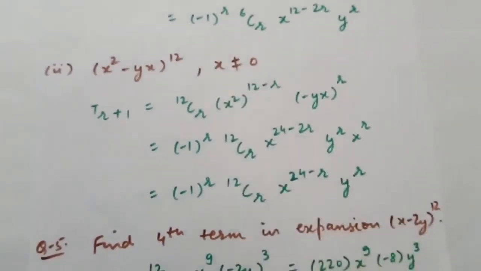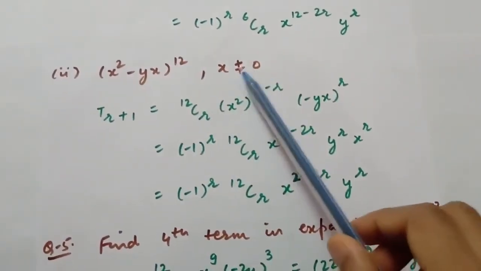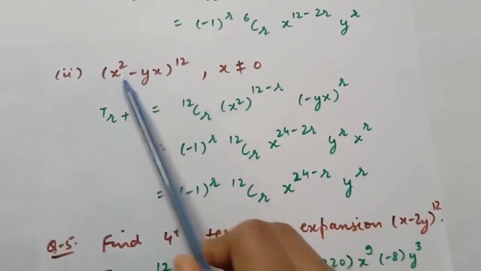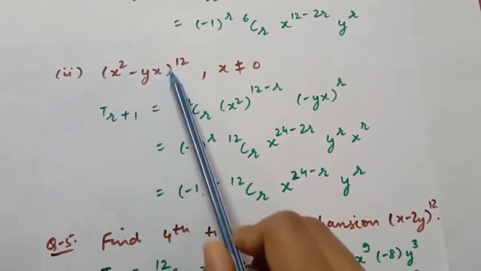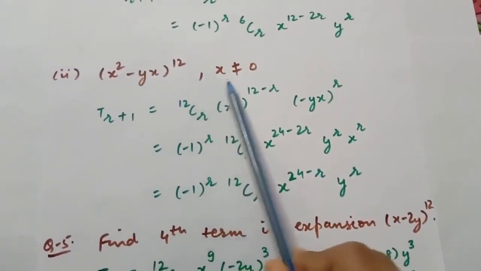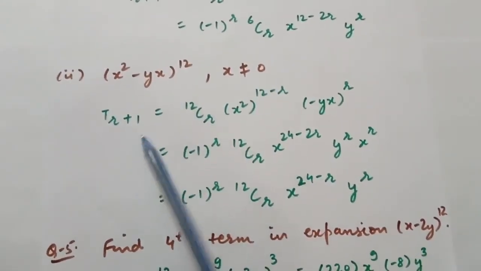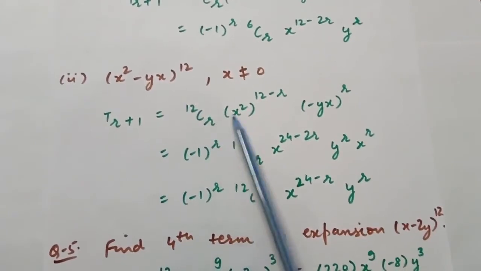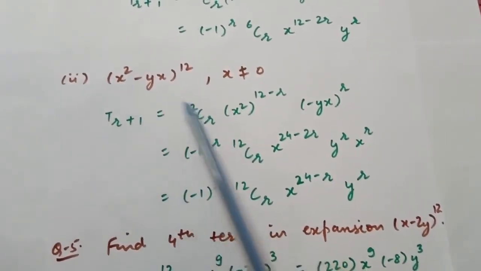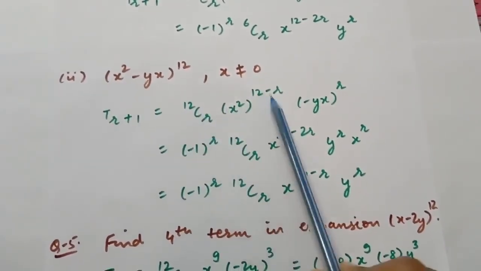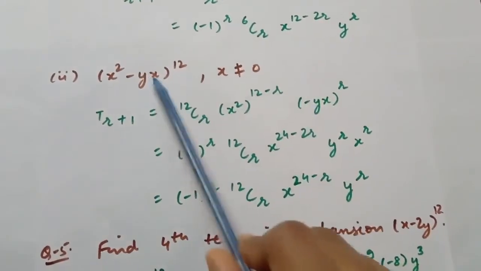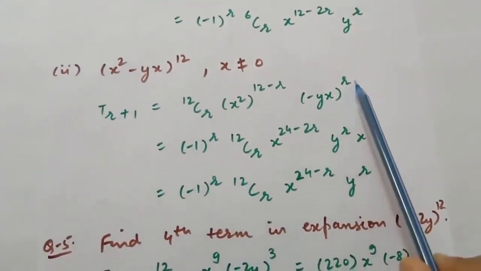Now the general term for x square minus yx whole raised to the power 12. It is given in the question that x is not equal to 0, because x is in both the terms. If x is equal to 0, then this will become 0. Therefore x is not equal to 0. Now the general term will be tr plus 1, 12cr x square raised to the power 12 minus r and minus yx raised to the power r.